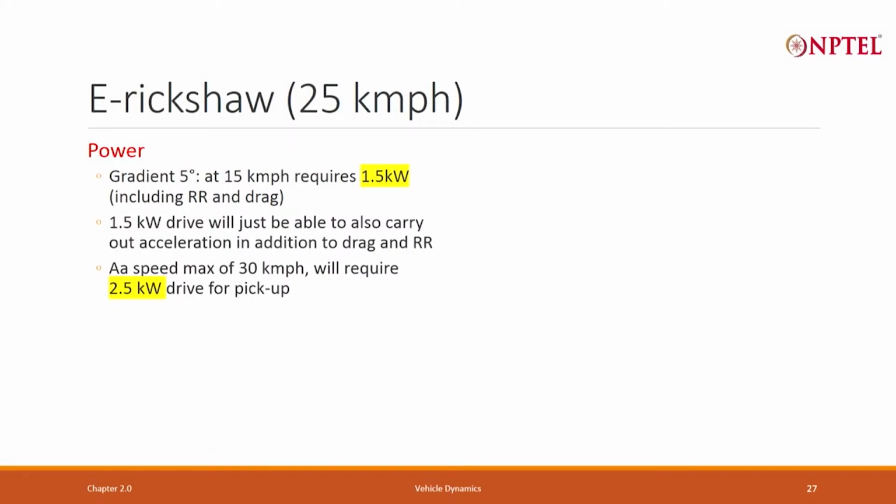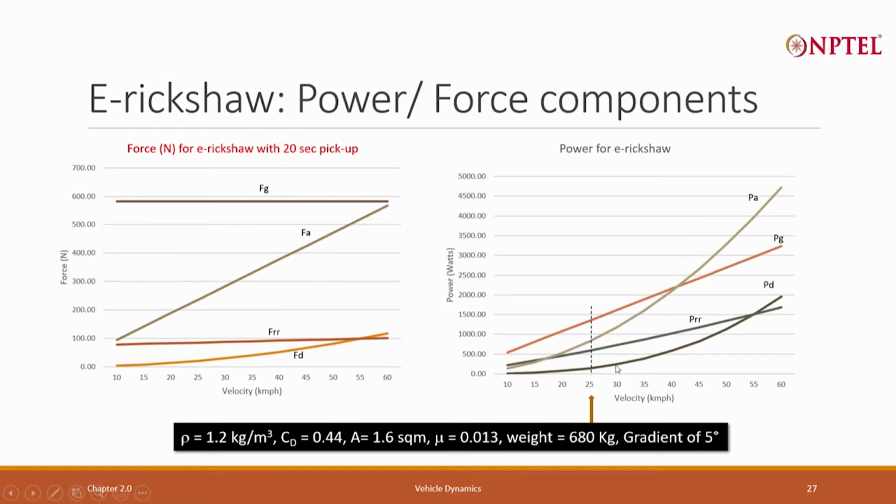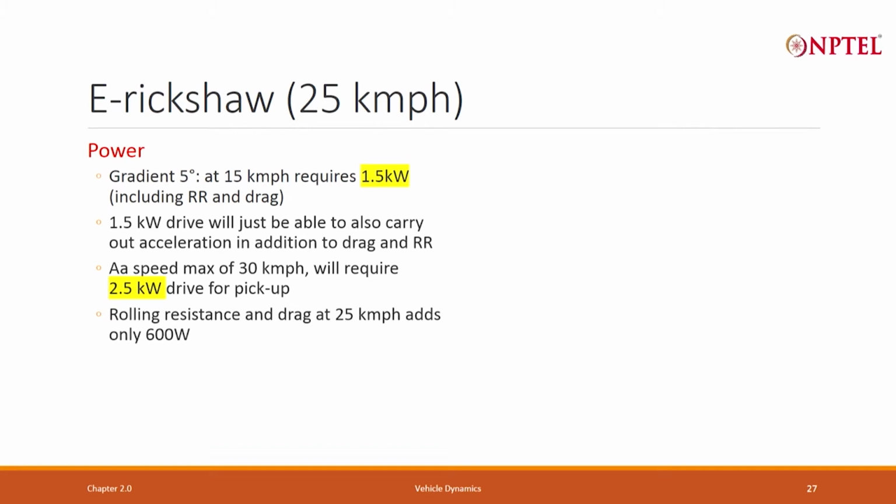As speed goes up from 25 kilometer to 30 kilometer, things start getting worse. You will certainly require around 2.5 kilowatt. Why? Because your gradient force also will have gone up. More important, the acceleration force has gone up, and at 30 kilometers both these points go up. Rolling resistance and drag at 25 kilometer add only 600 watts. So, 600 watt is what you have to do. Up to 25 kilometer per hour, it is fairly safe.